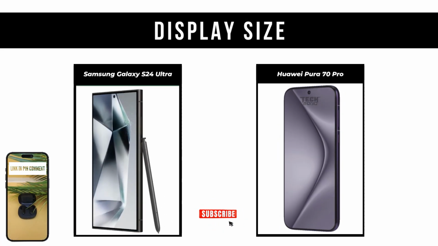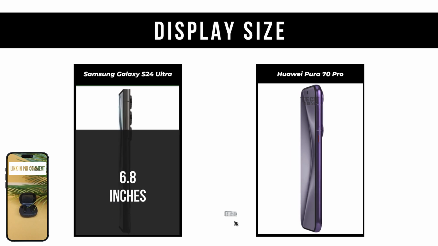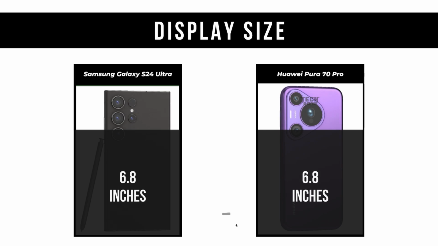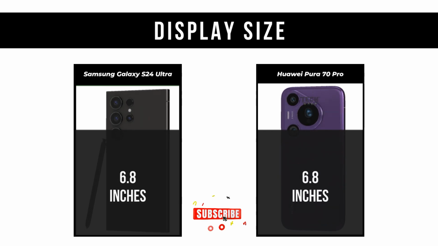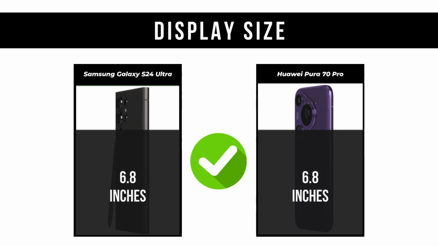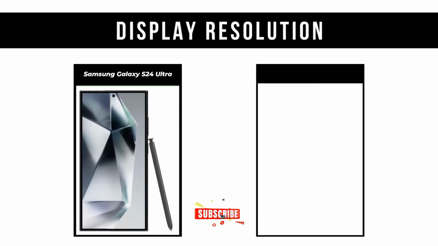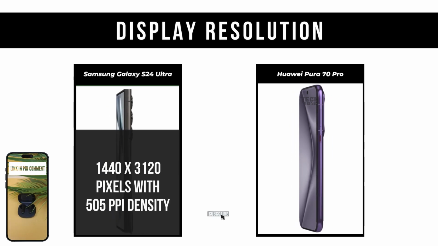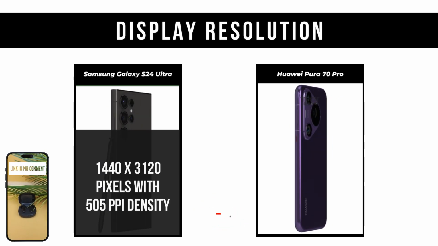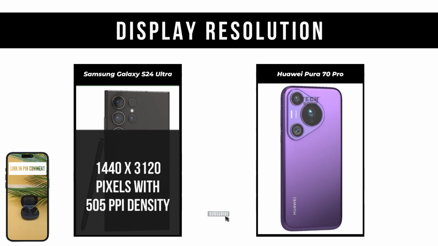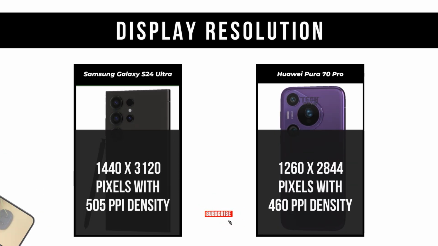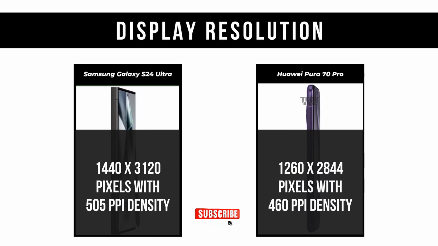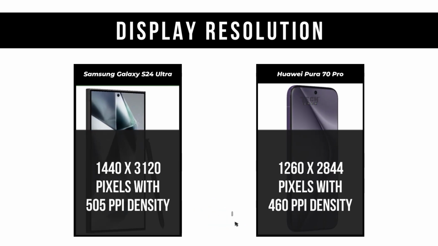Display size. Samsung Galaxy S24 Ultra is 6.8 inches. Huawei P70 Pro is 6.8 inches. Display resolution. Samsung Galaxy S24 Ultra is 1440 x 3120 pixels, with 505 ppi density. Huawei P70 Pro is 1260 x 2844 pixels, with 460 ppi density.